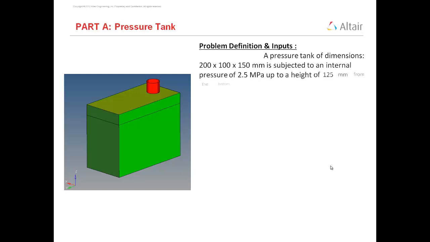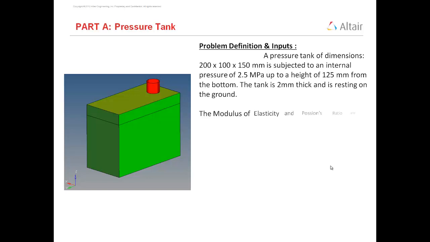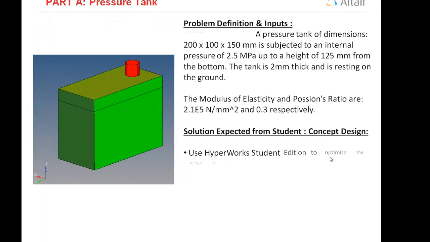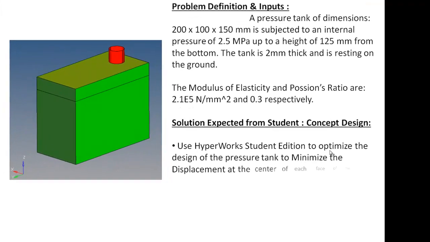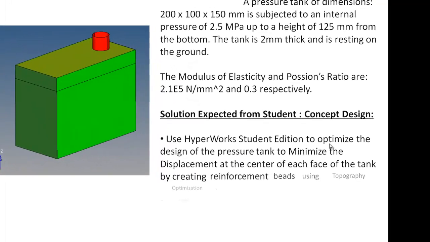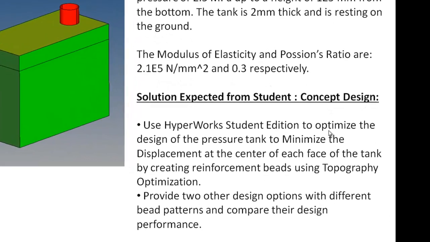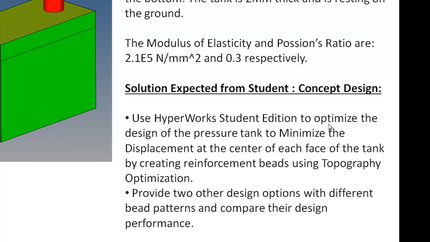A pressure tank of dimensions 200 by 100 by 150 mm is subjected to an internal pressure of 2.5 MPa up to a height of 125 mm from the bottom. The tank is 2 mm thick and is resting on the ground. The modulus of elasticity and Poisson's ratio are 2.1e5 Newton per mm square and 0.3 respectively.